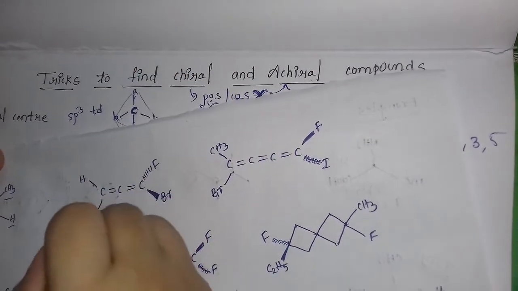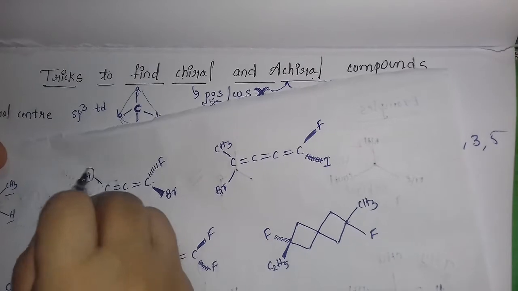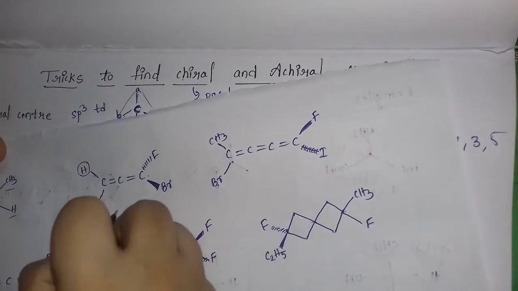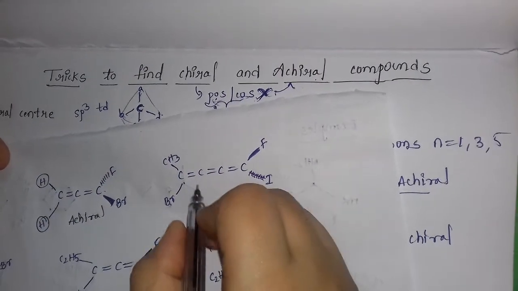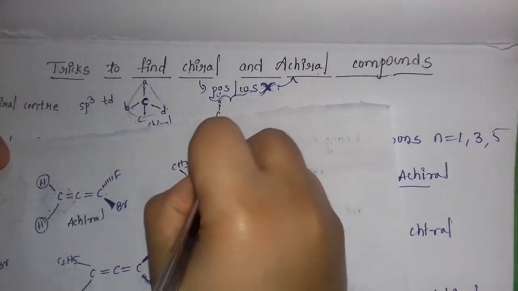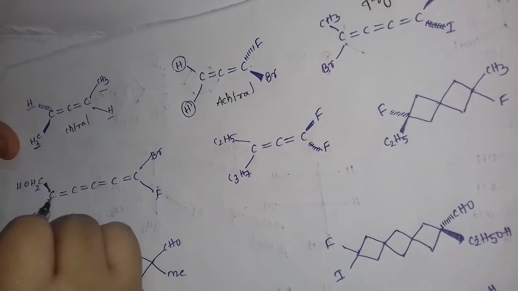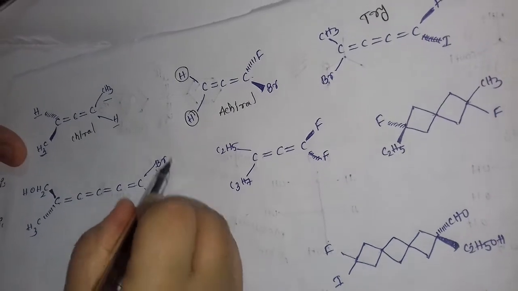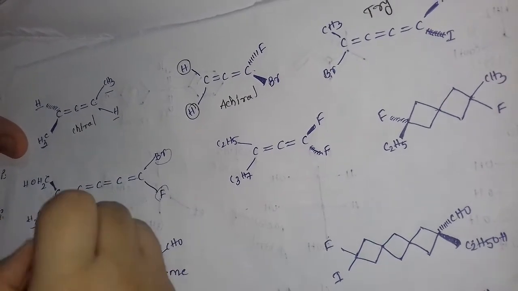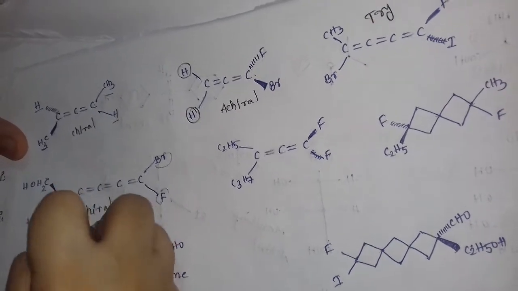Okay, and now here there is an odd number of carbons, but these both are the same, so it is achiral. I think you try this and write your answer in the comment section. And here I see 1, 2, 3, 4, 5. Five means an odd number of carbons, and we can see different groups are attached, so this is chiral.